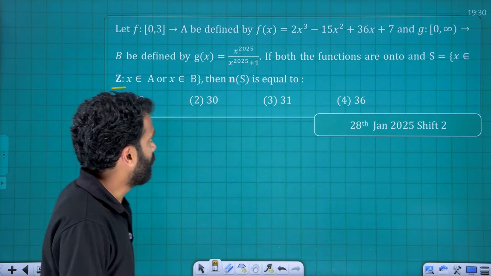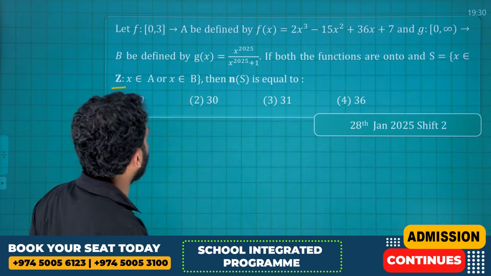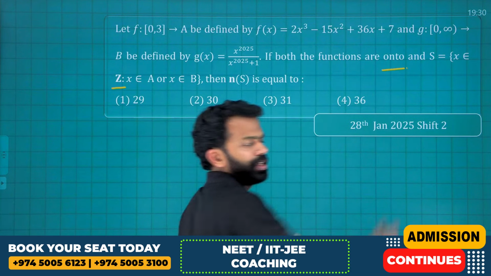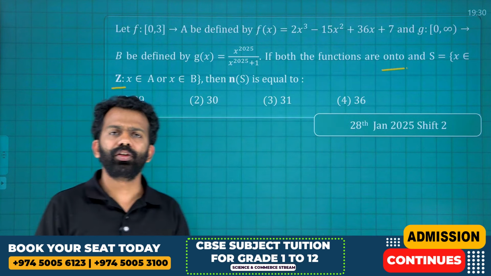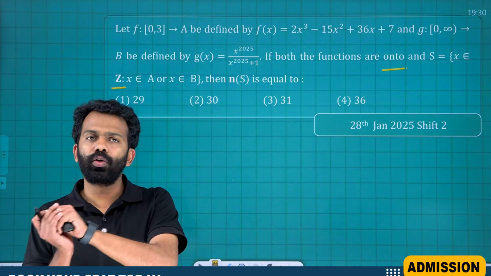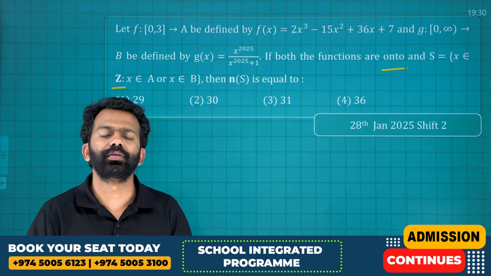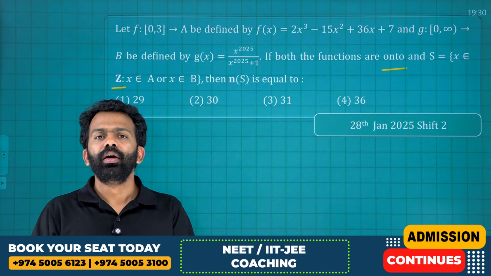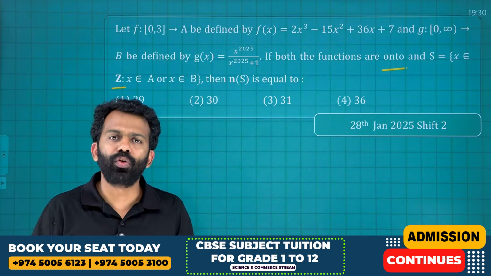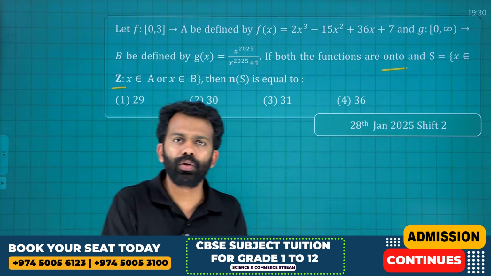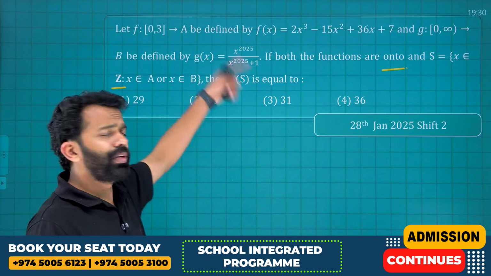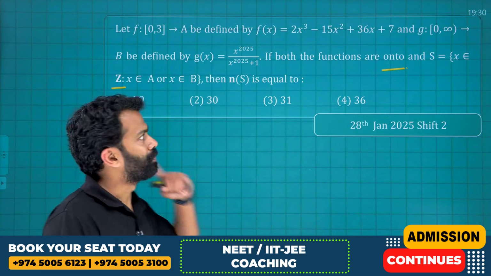Very easy question. Here they have specifically mentioned that the function is onto. So what is the specialty of an onto function? What is the relation between codomain and range of an onto function? They are equal. If a function is onto, then the range of the function should be equal to the codomain of the function. So instead of finding the codomain, we can find the range here. Both of them are the same.